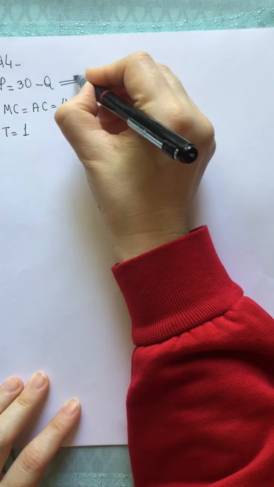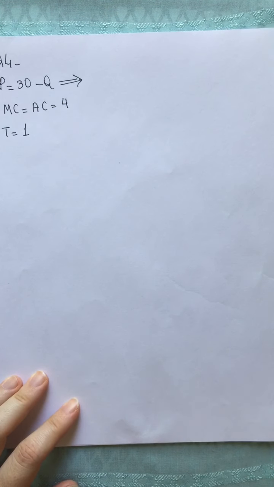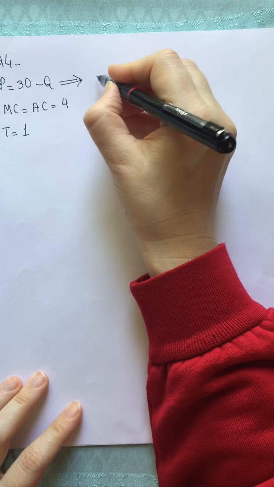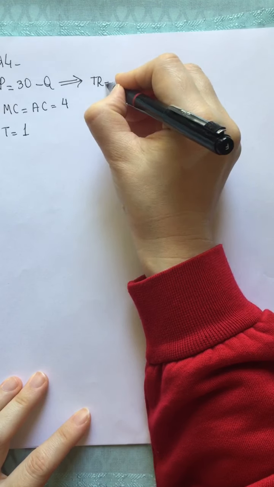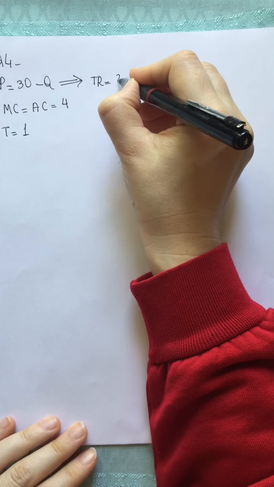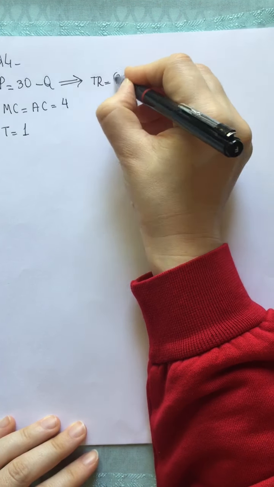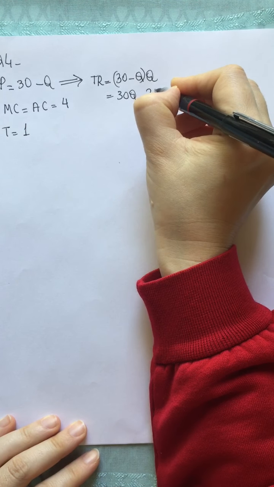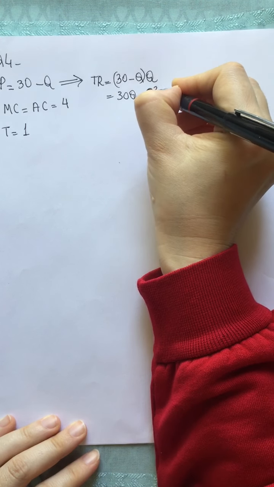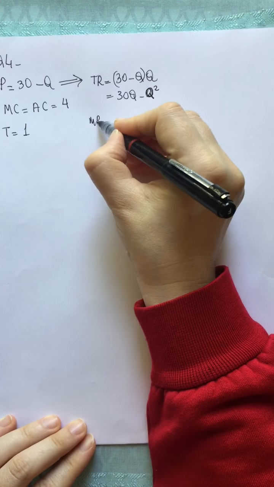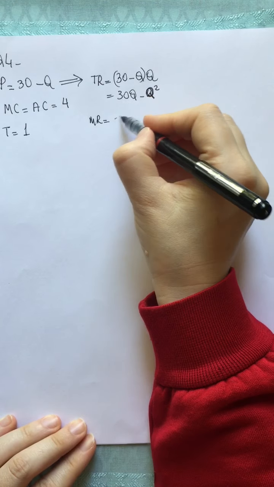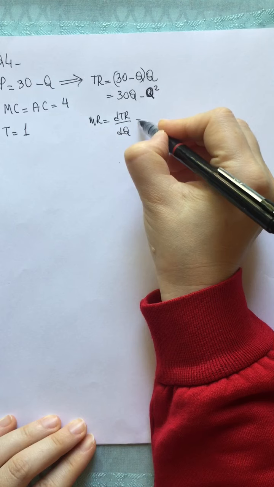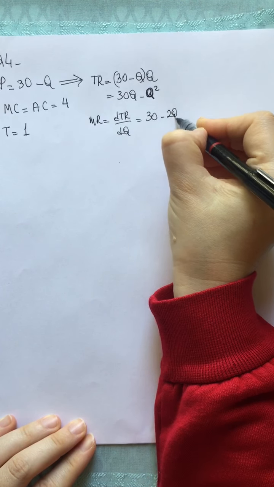Here we have directly the inverse demand function. We don't need to inverse it again, it's already inverse demand. So we need to find total revenue, which is P times Q, 30 minus Q times Q, which is 30Q minus Q square. And marginal revenue is the first derivative of the total revenue, dTR/dQ, which is 30 minus 2Q.